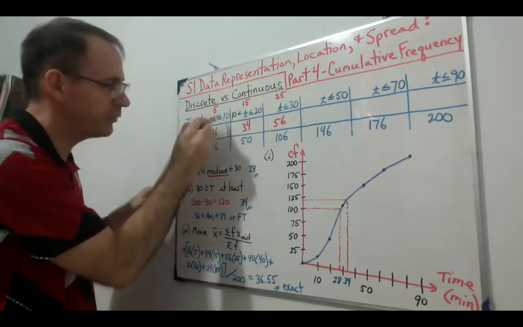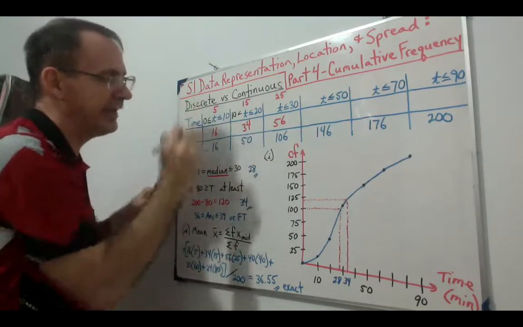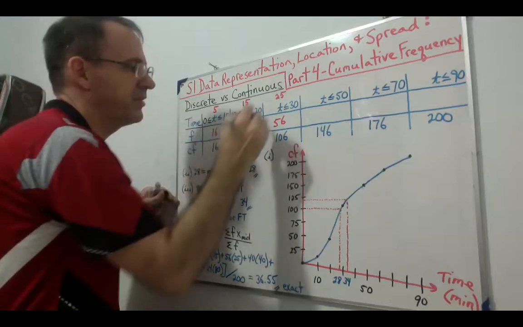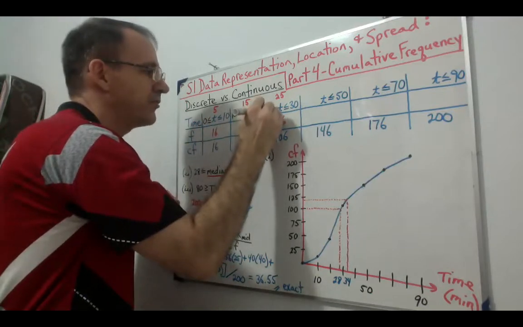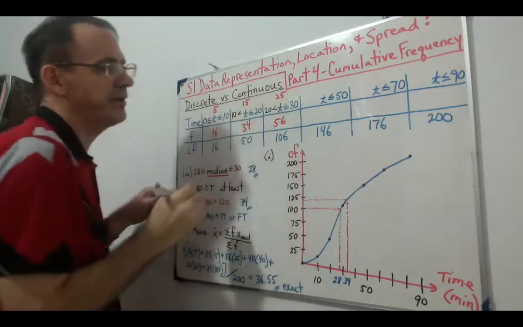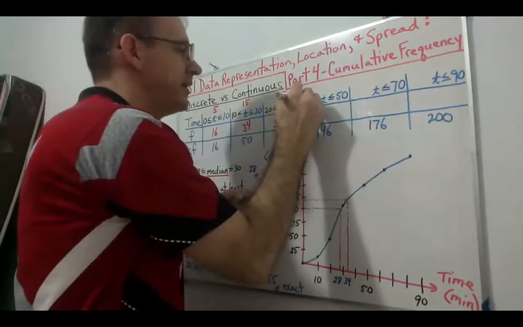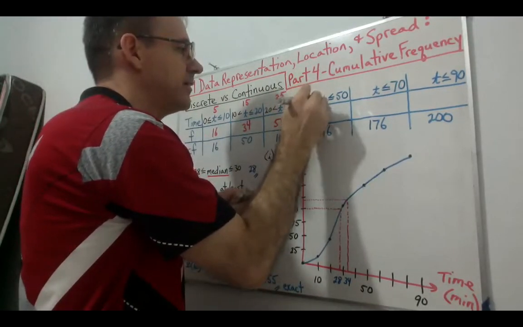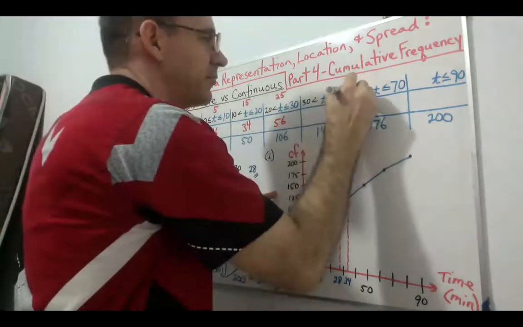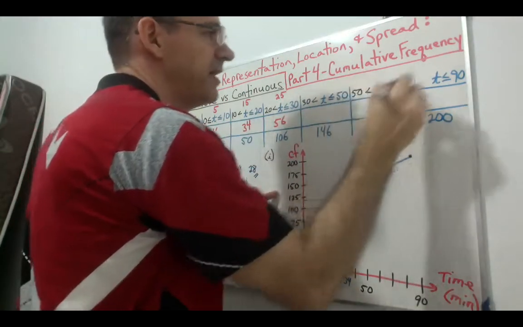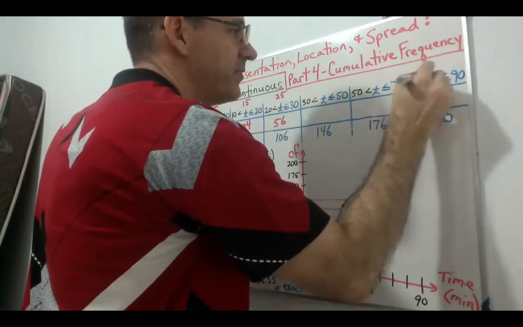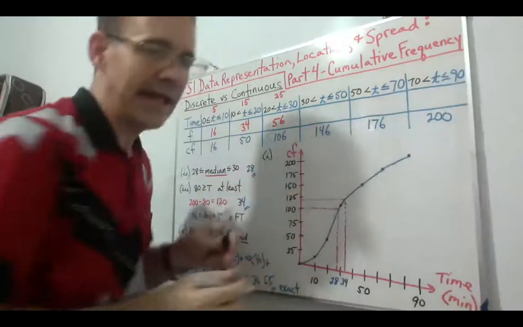This one has the equal to for the 10, so we can't include the 10, but this will be from 10 to 20. This one then is from 20 to 30. This one then is from 30 to 50, and this one then is from 50 to 70, and this one is from 70 to 90.